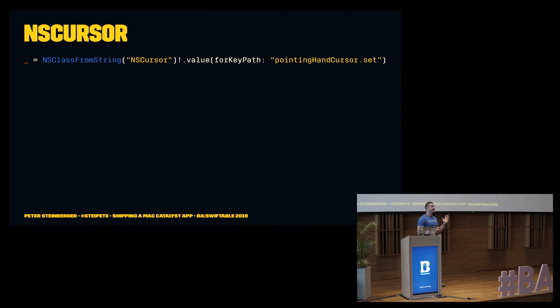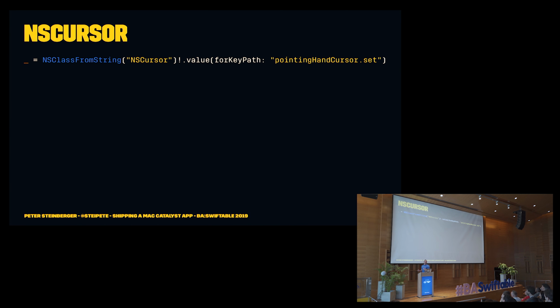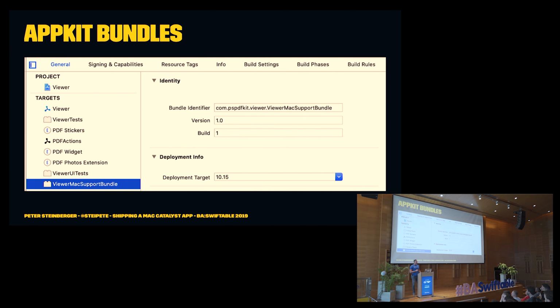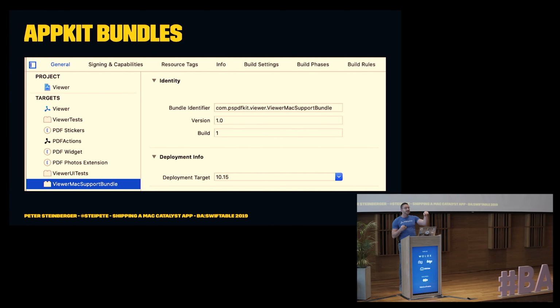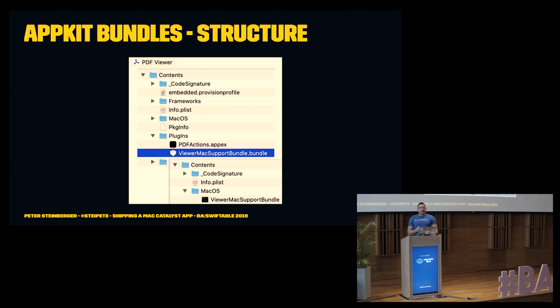But that's not nice. Wouldn't it be nice if we could get compiler support for that? And this is where AppKit bundles come in. It turns out that you can create a new target in your UIKit app that is an AppKit bundle where you can write AppKit code. And then you create an interface that can communicate with your UIKit app. You load that bundle at runtime, and then you communicate with that code. Now, this is exactly what we're going to do.